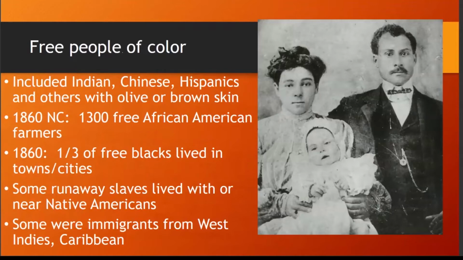Some free people of color were immigrants from the West Indies and the Caribbean. Some slaves ran away and lived with Indian tribes, becoming free people of color that way. And the Library of Virginia has free Negro registers for many cities and counties that are on microfilm. So there's all kinds of places to look for that.